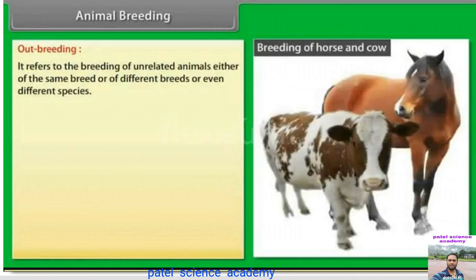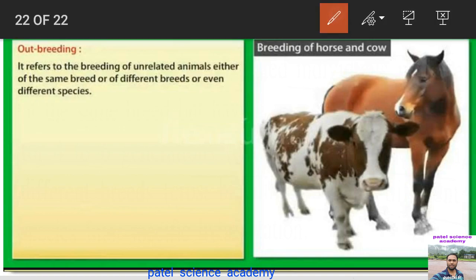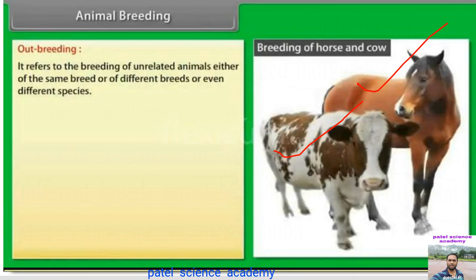So outbreeding refers to the breeding of unrelated animals, either of the same breed, of different breeds, or even of different species. As you can see here, the breeds of the horse and cows. So it can be achieved too by mating different species. So let's see here one by one the breeding between different species.